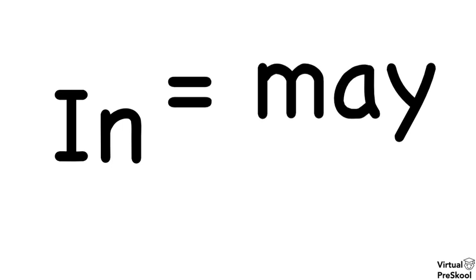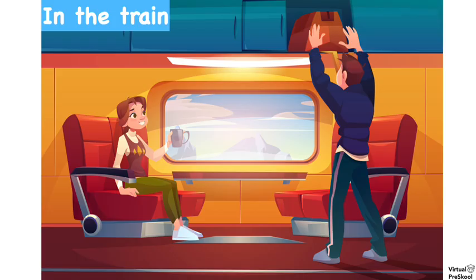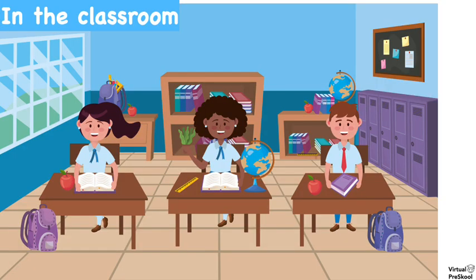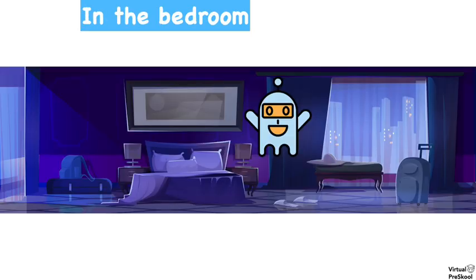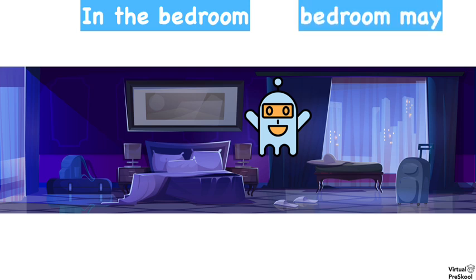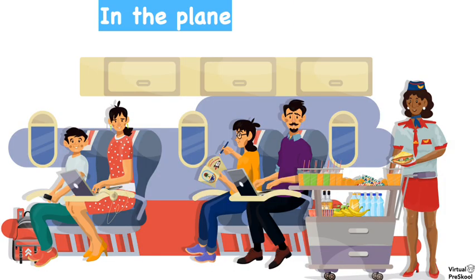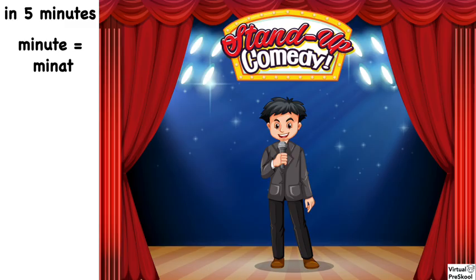The word in Hindi is में. So in the train would be ट्रेन में. What would in the classroom be? Classroom में. What would in the bedroom be? Bedroom में. What would in the plane be? Plane में. What would in 5 minutes be? 5 मिनट में.